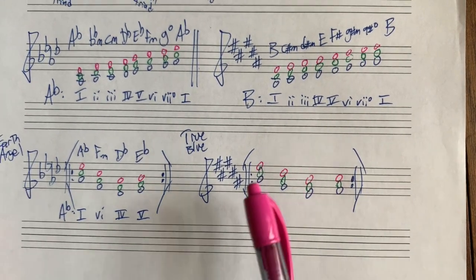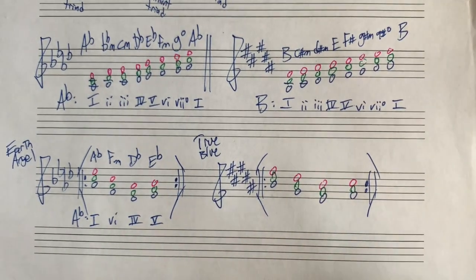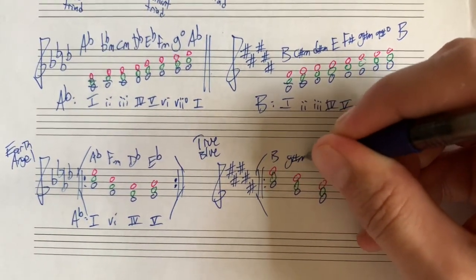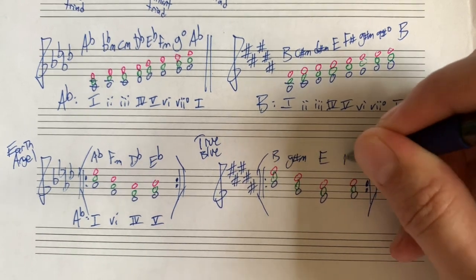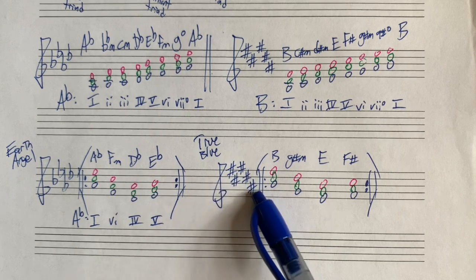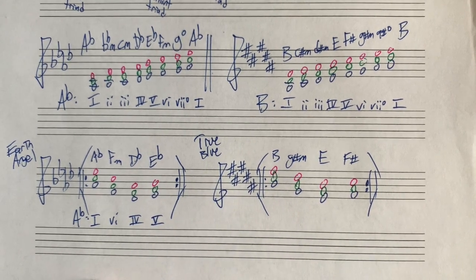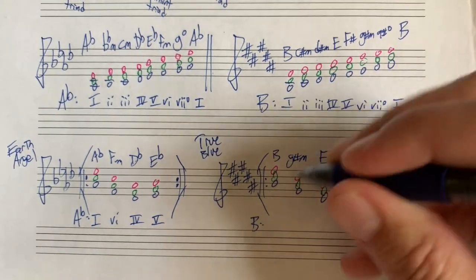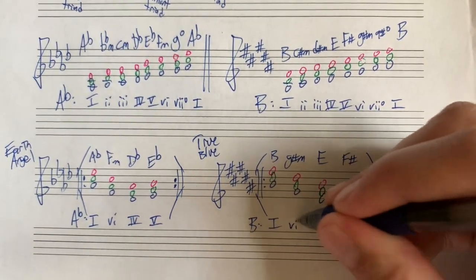Okay. Earth Angel, True Blue. True Blue has totally different chords, right? It has a B chord, a G sharp minor chord, an E chord, and an F sharp chord. None of those are the same as those. They're way different. If you think about them on the circle of fifths, they're pretty far apart. But if we look at the role those chords play, it's the same one.